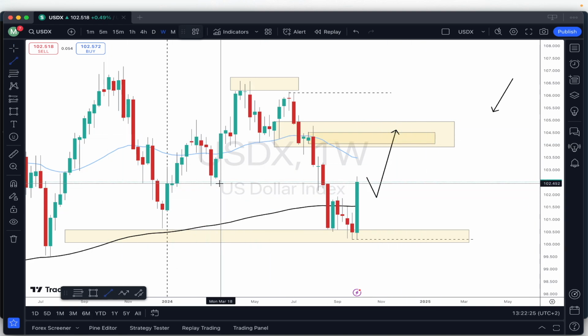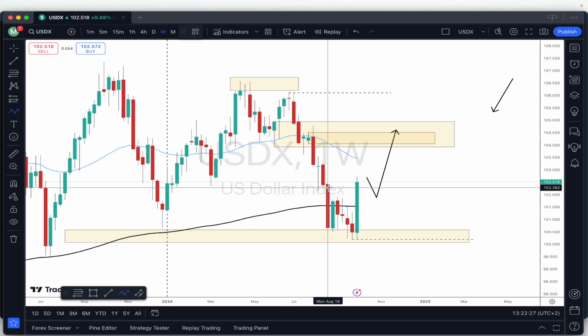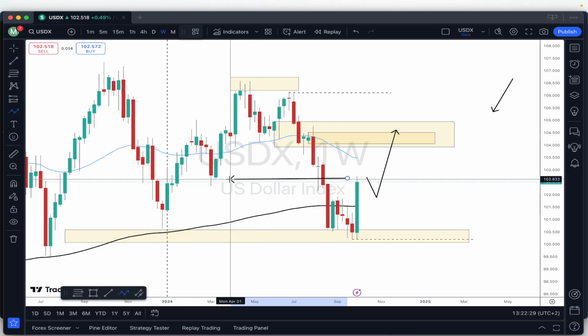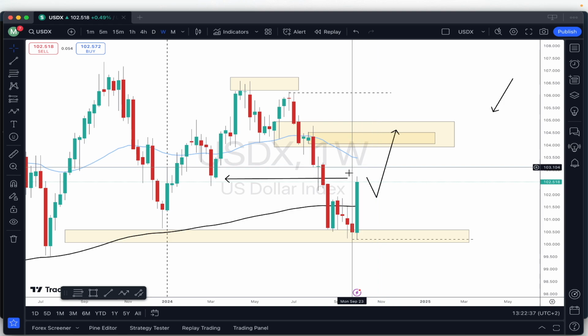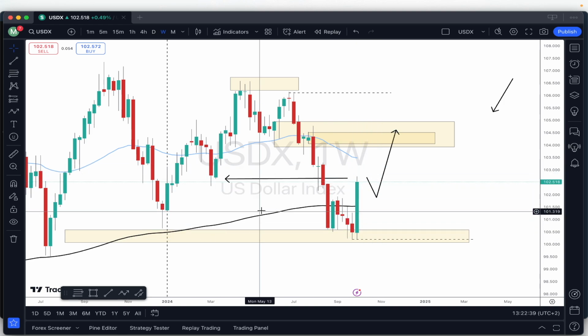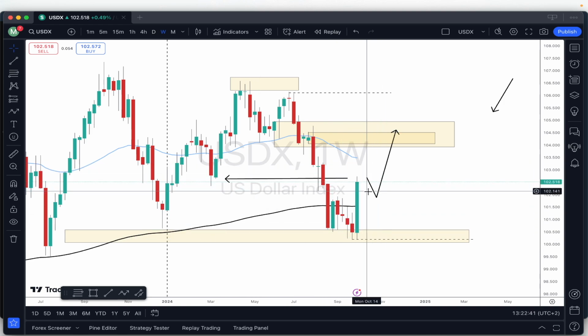However, I am not neglecting the fact that we actually have a low on this side right here. So the fact that we have a low on this side right here, that means the market is going to react where it is now. So I expect to see a pullback this coming week.